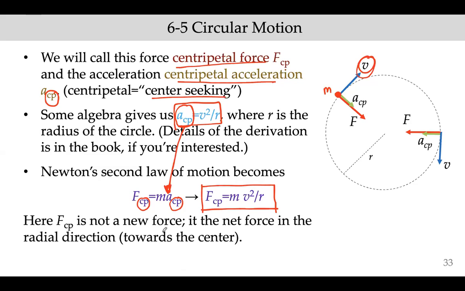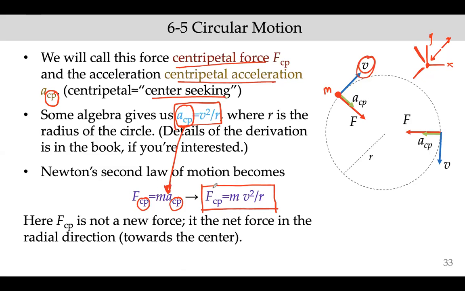Now you should be careful. Here we see F_CP, centripetal force, is not a new force. It's the net force in the radial direction. Radial direction means towards the center. You know, x direction is this way, y direction is up and down, and the radial direction, if this is the center, is towards the center or away from the center. So radial direction is getting close to or getting away from the center. That's what it means.